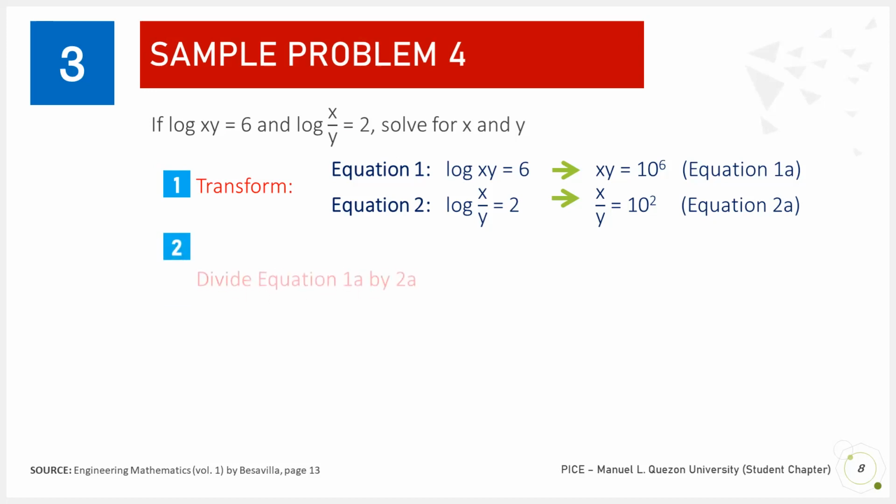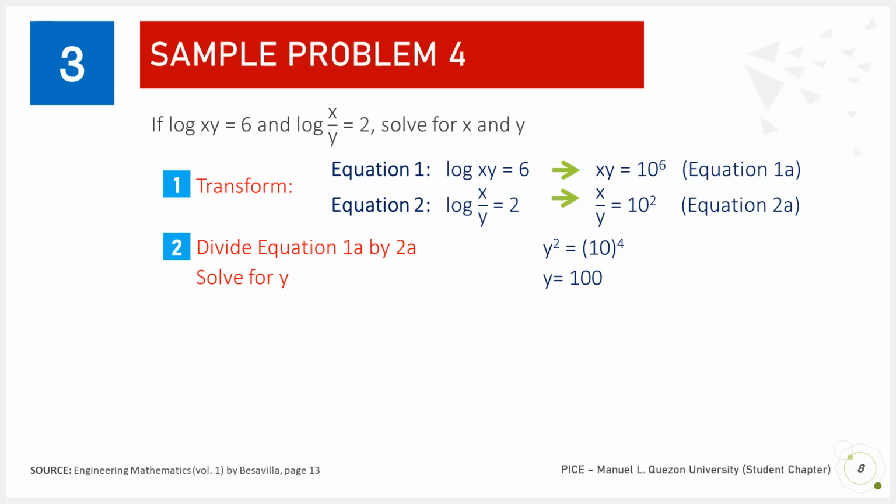So yung next part ng solution is we divide equation 1a by 2a. Kapag dinivide natin yung equation 1a sa 2a, ma-cancel out natin or ma-eliminate natin yung variable na x. Kapag na-eliminate natin yung variable na x, we can solve for the value of y. So dividing equation 1a by 2a, we have y squared is equal to 10 raised to 4. And then we get the square root of this entire equation para makuha natin yung value ng y, which is 100. So, meron na tayong value ng y.